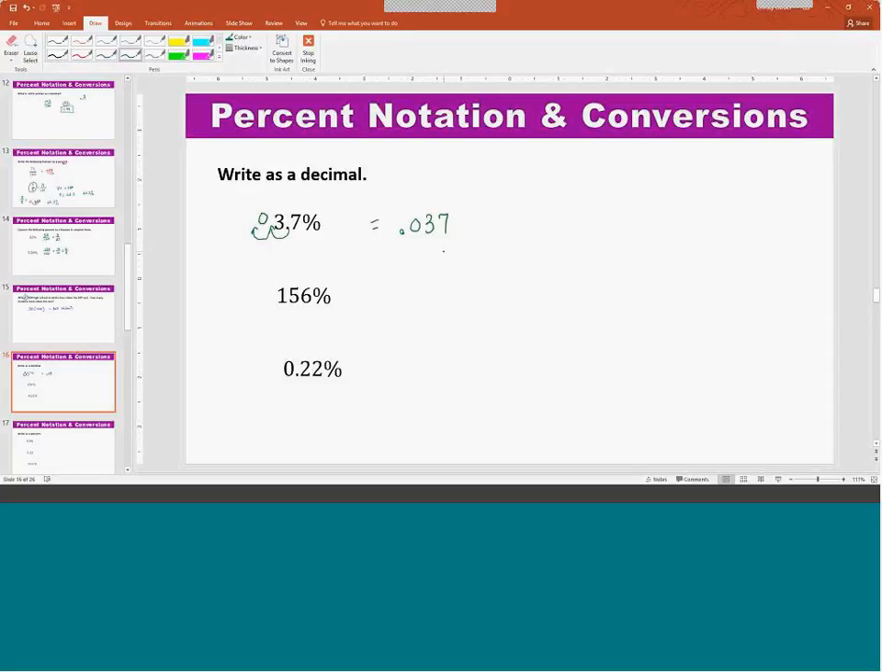0.037 in decimal form. 156% is the same as 156, moving the decimal point from the end 2 places, so that becomes 1.56 in decimal form. All right, what about a very, very minute percent, 0.22%? Well, we need to move that decimal point 2 places again to the left. So that's 1, 2. We've got to add one more 0, so that becomes 0.0022, a very tiny, itsy-bitsy number.